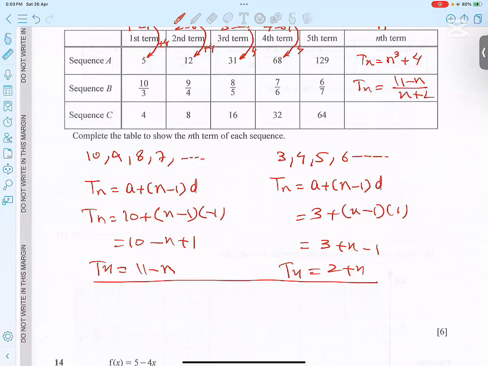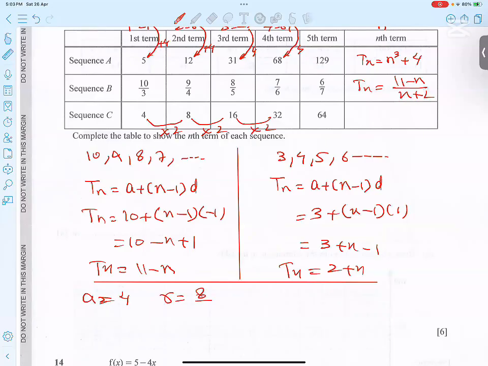Third one, if you look carefully, students, what is the third one? The third one is times 2, I got it. So in this situation, the first term is 4, and the common ratio, I got 8 divided by 4, is 2. And the formula is Tn equals A r to the power n minus 1. A is 4, r is 2, n minus 1.